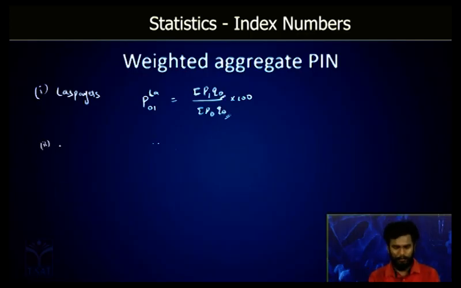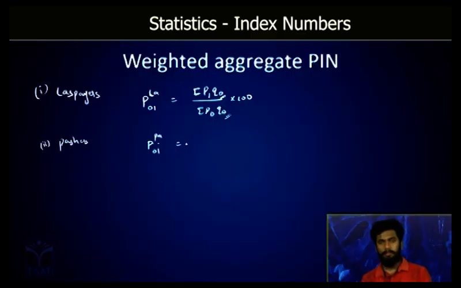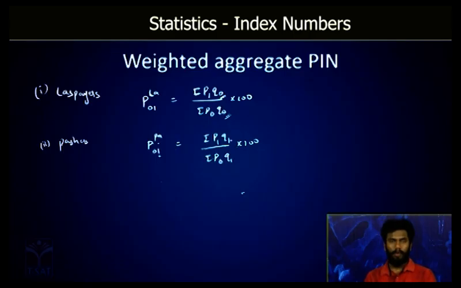Second one, Paasche's price index number, it is denoted by P01 PA, that is Paasche's price index number for the current year with respect to the base year. It is given by summation P1 Q1 divided by summation P0 Q1 into 100. Here the weights we are adding are the quantity values in the current year, that is Q1.